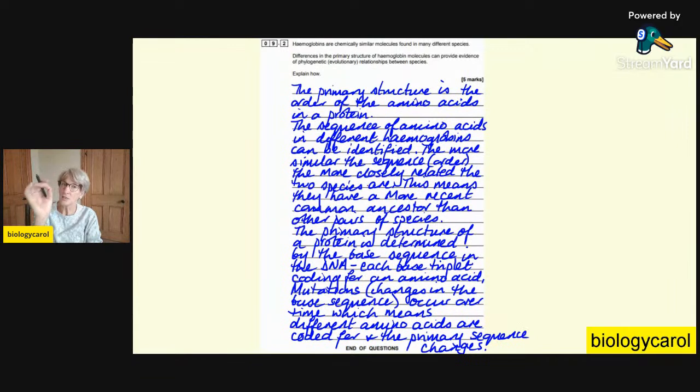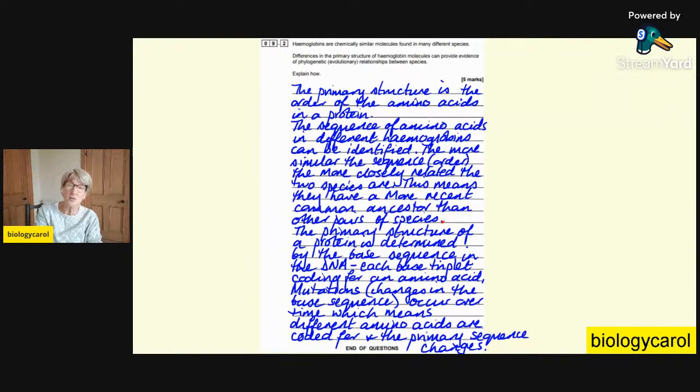Here we go. Now I'm going to nail what the phylogenetic relationship means. This means that those two species have a more recent common ancestor. Here's my tip to you. If a question talks about phylogenetic relationships, use this phrase in your answer: more recent common ancestor than other pairs of species. Hopefully that sentence makes sense.